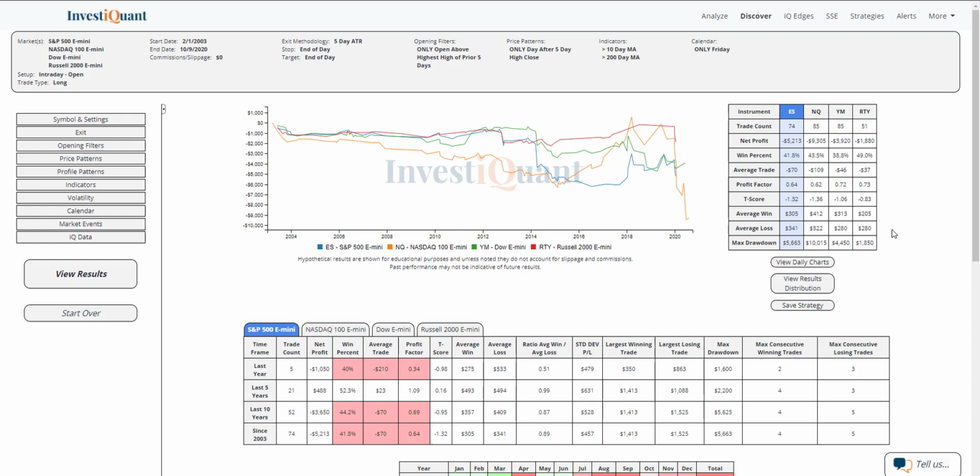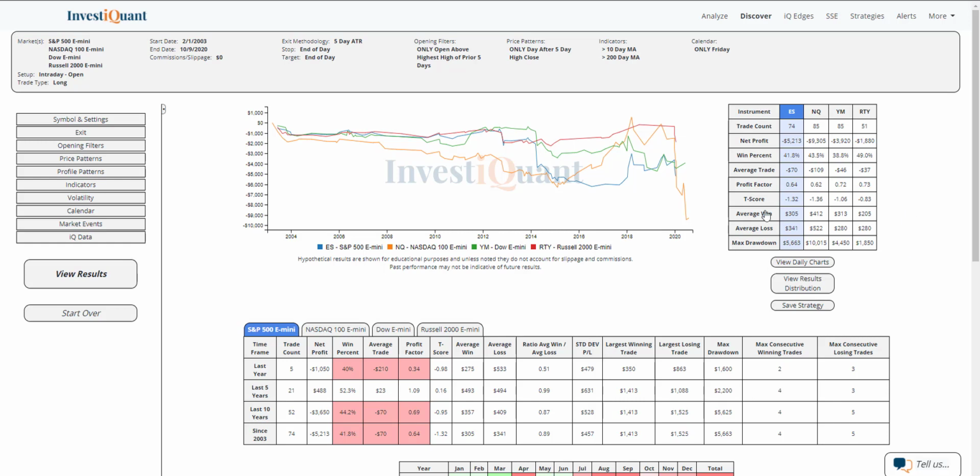If we look at the average win, average loss, looks like the average loss is just a little bit bigger than the average win here for the S&P. On the NASDAQ, the average loss is larger than the average win. The Dow is the one with the weakest win rate, but its average loss is not larger than its average win. The Russell, with the most neutral win rate, also has a larger average loss compared to the average win.